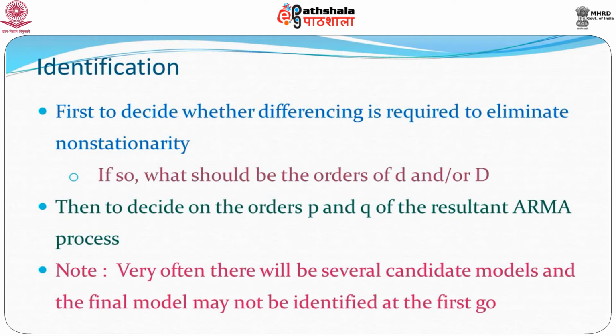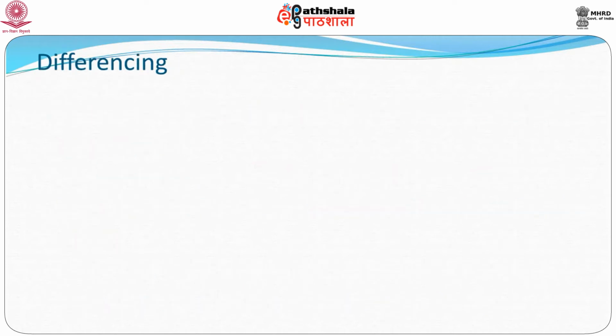So, we need to look carefully at the alternative choices of P and Q. Very often there will be several candidate models, and the final model may not be identified at the first go. So, we need to go back and forth and see which of these models will give us the best fit. Why does this happen? We will see that in a moment. Now, let us first look at the choice of small d and capital D. So, let us look at small d.